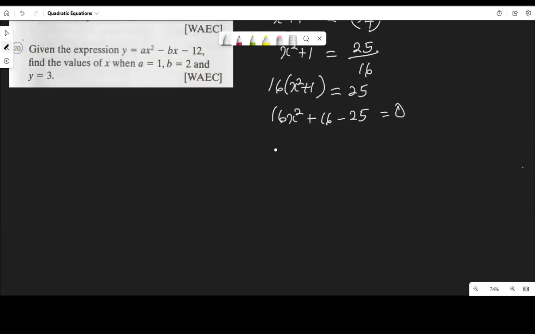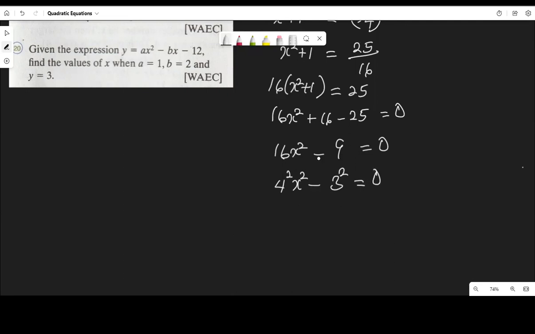So 16x squared minus 9 equals 0. Looking at this, 16 is a perfect square and 9 is a perfect square. So 16 I can write as 4 squared, then x squared, and 9 I can write as 3 squared, equal to 0.